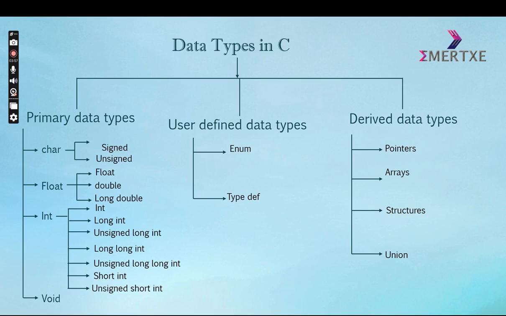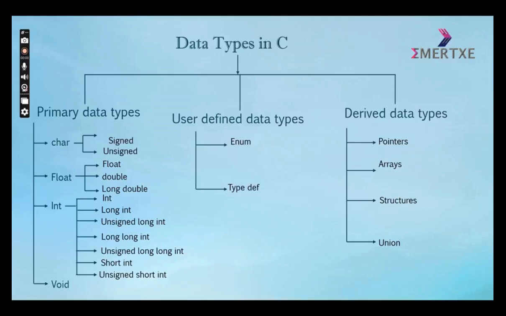Int is used to store integer values. These include int, long int, unsigned long int, short int, unsigned short int. Float is used for single precision floating point numbers, and it is divided into three types: float, double, long double. And then the last type in primary data types, void. It represents the absence of any data type.